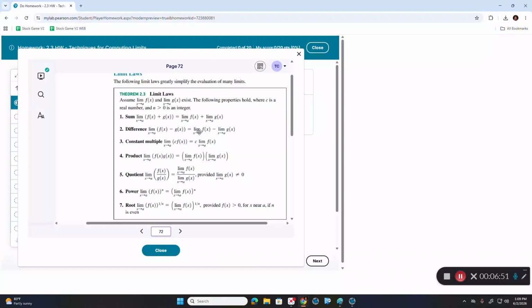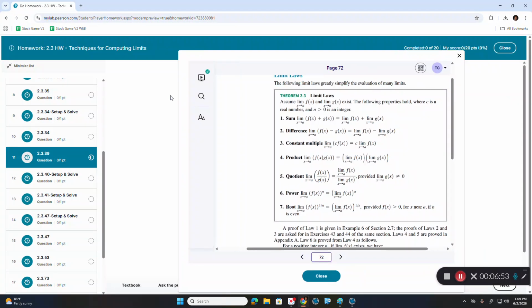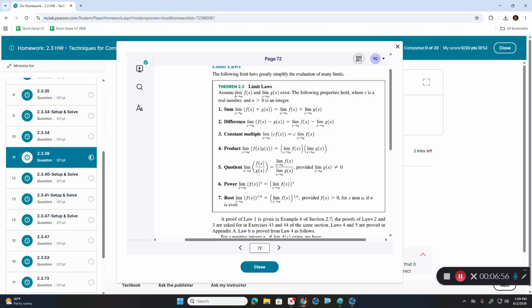So just real quick, these are sometimes referred to as the limit laws. Assume that the limit as x approaches a of f and the limit as x approaches a of g both exist. C is a constant number and n is some integer larger than 0. So one thing is that the sum of limits is the limit of the sums. The limit of the difference is the difference of the limits. There's this distributive property that limits have. We actually call it being a linear operator, which we'll talk about later.